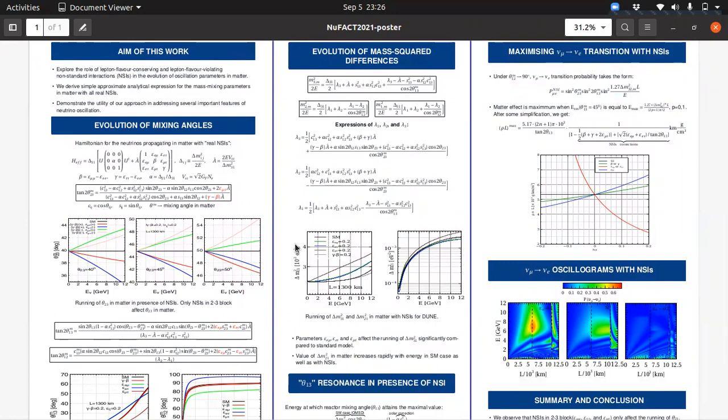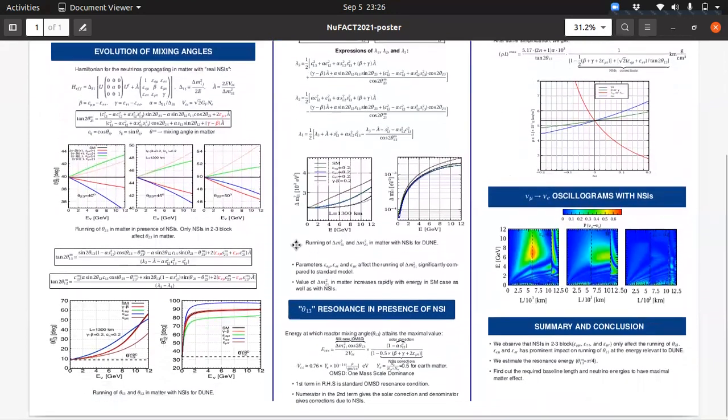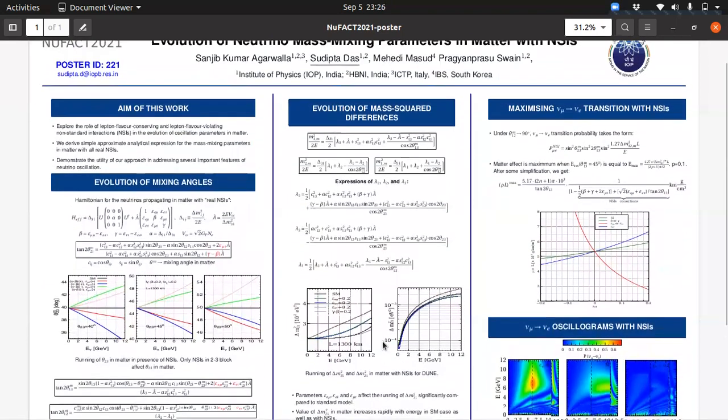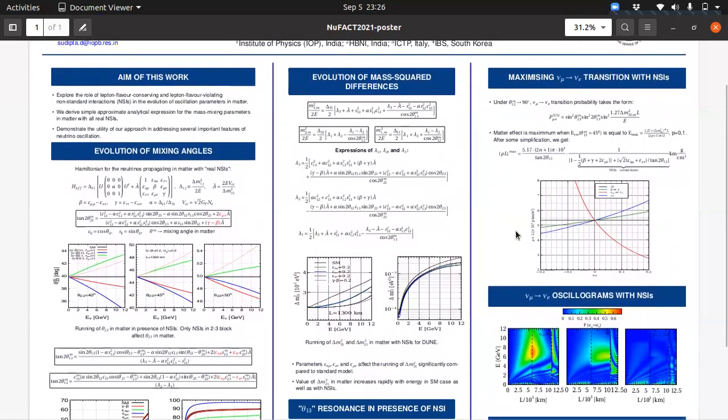So using these expressions of the modified oscillation parameters, we derive the expression of the energy at theta 1 3 resonance, or when modified theta 1 3 becomes 45 degrees, given by this expression, where the first term is the standard resonance energy term, and the second term is the correction that appears due to the presence of NSI.